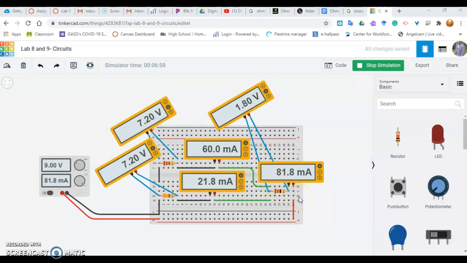Hopefully this, along with our other video and what we did in the lab, clarifies Kirchhoff's law and the application of Ohm's law. Hopefully we get a better understanding of what we're doing with electronics.